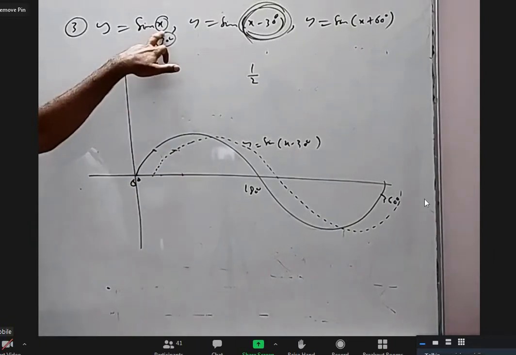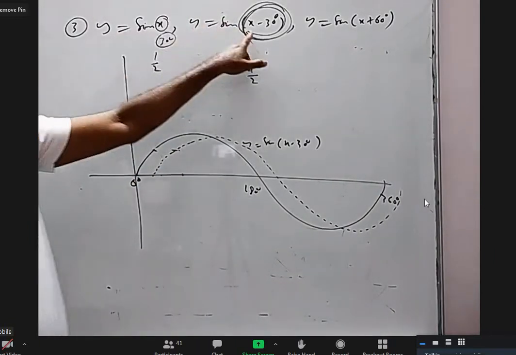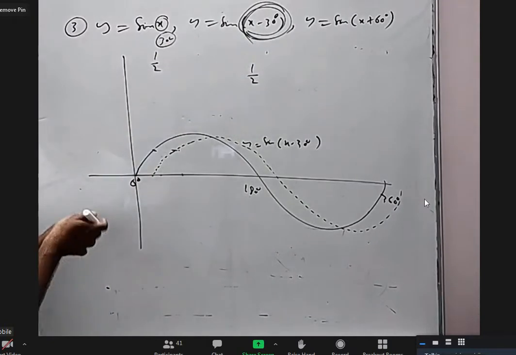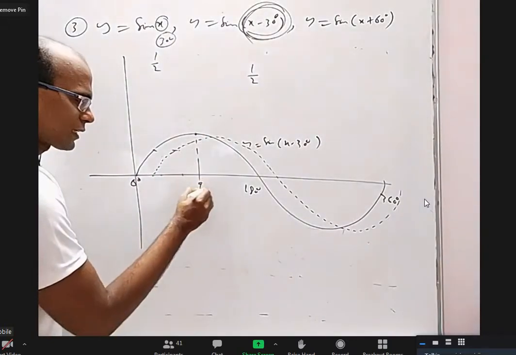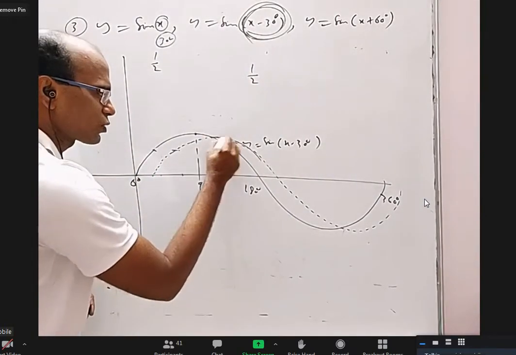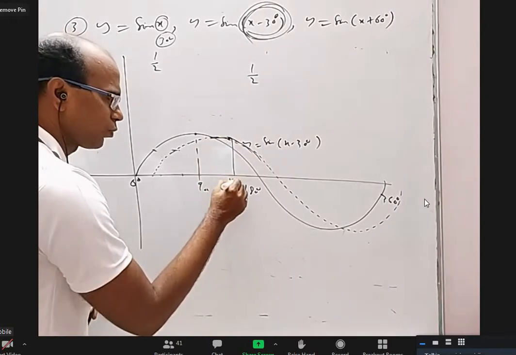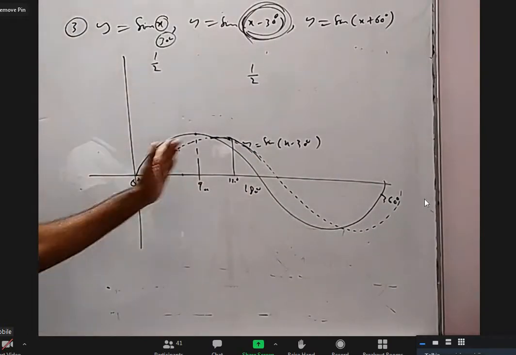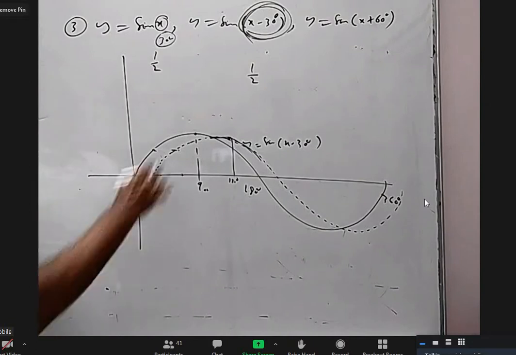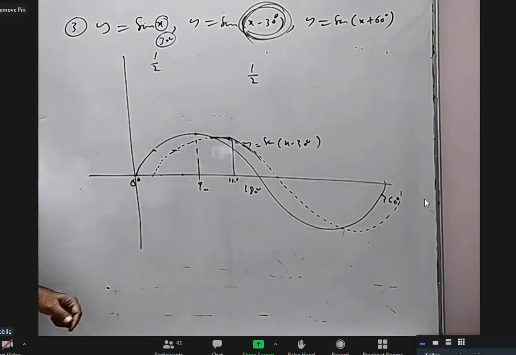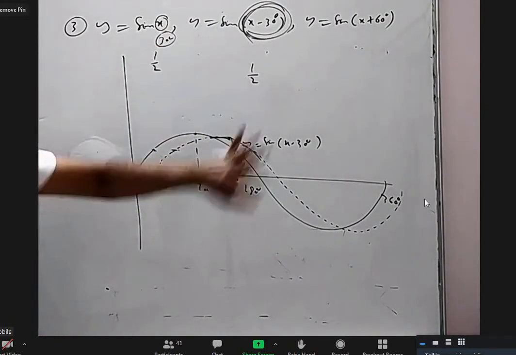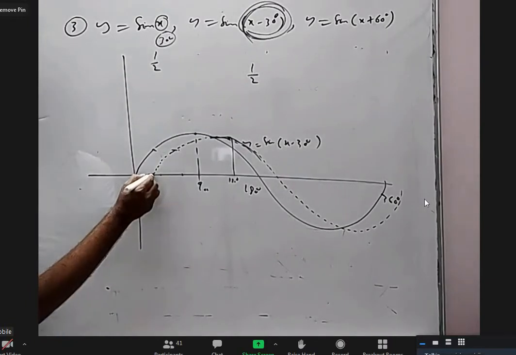When the x is 90, this will become 1. Here when x is 120, this will become 1. So this topmost point is at 90 degrees, whereas this topmost point is at 120 degrees, 30 degrees later. Okay, so this is a little slower than this. By what degree is it slower? By 30 degrees.